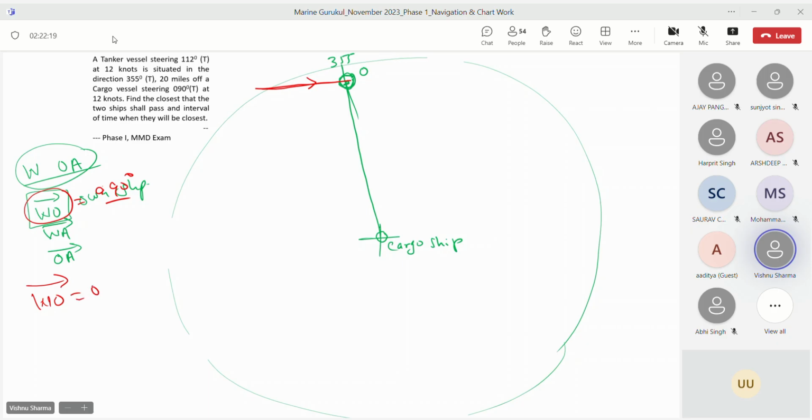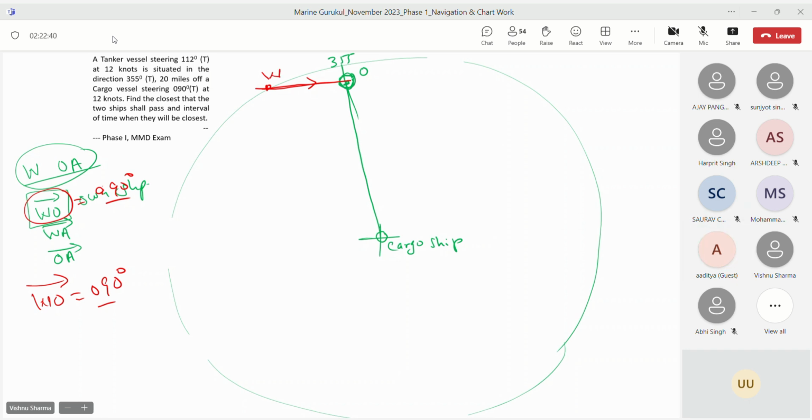WO is 090. So if I have O and I have to plot W, then it has to be marked like this. And what will be the engine speed of the own ship? 12 knots. So using 12 knots, the same scale as used here, we'll cut off 12 miles here, wherever it is. And this becomes W. Yes or no, beta?